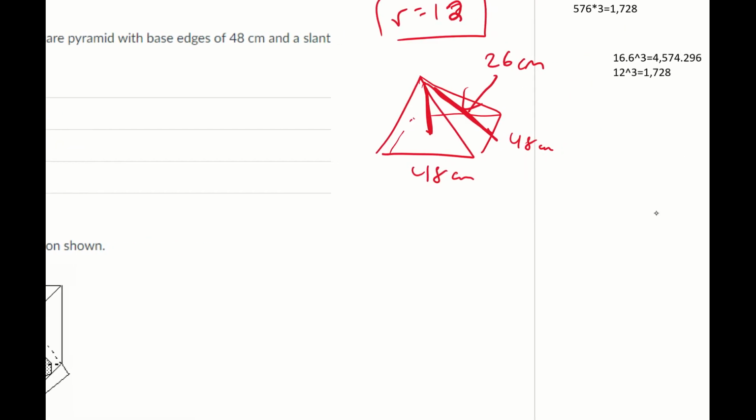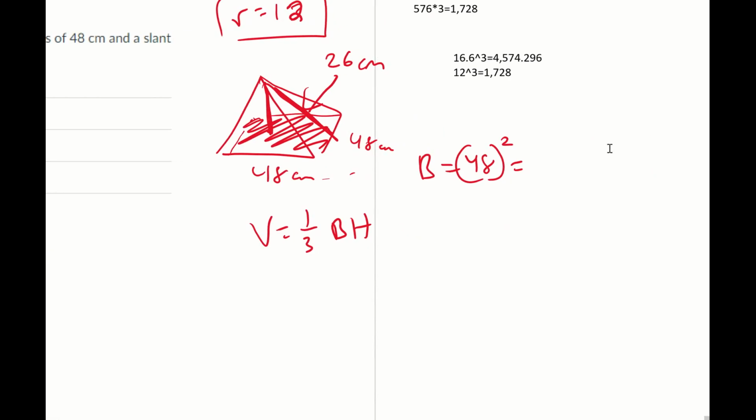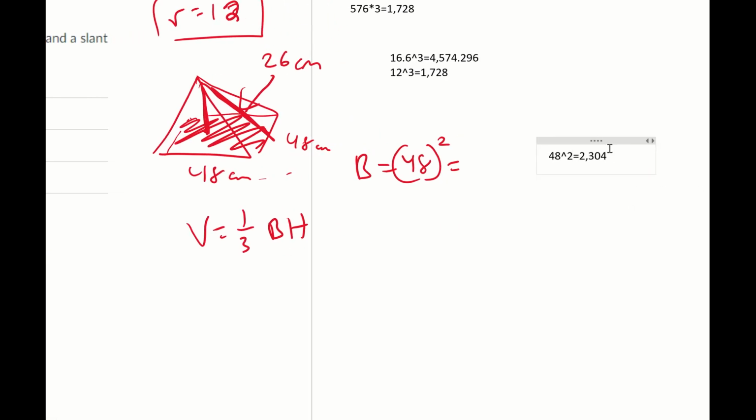So it's a 48 by 48 on the bottom. All right, so the volume of a pyramid is 1/3 BH. Now B is the square on the bottom, which is 48 by 48. So we got to do 48 times 48. 48 squared is 2304. So let's plug that in for B here. So we get 1/3 times 2304 times height.